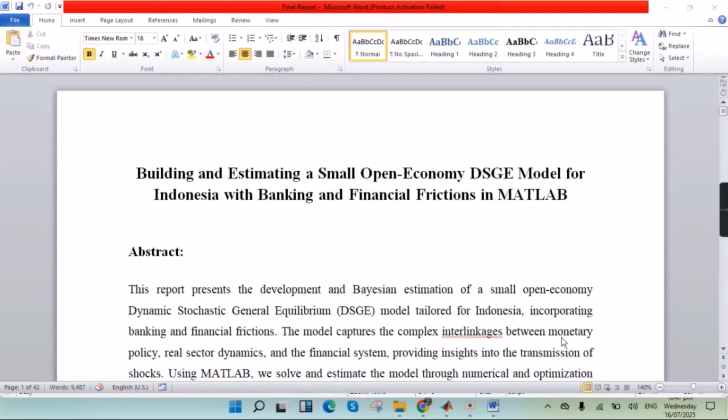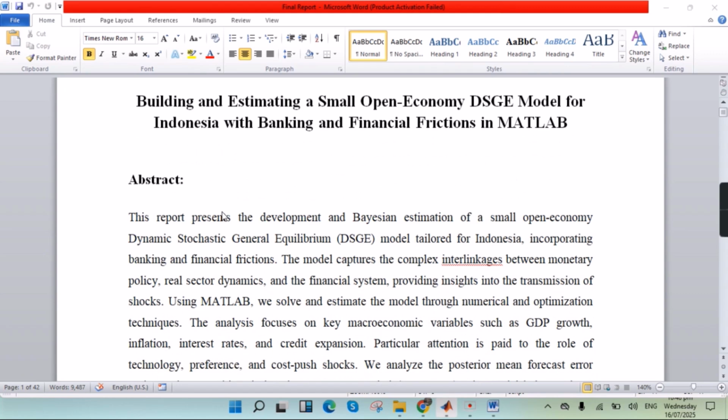Building an estimation of an open economy DSGE model. DSGE is basically a dynamic stochastic general equilibrium model designed for Indonesia with banking and financial frictions in MATLAB. Basically, I have researched Indonesia and the banking and financial system of Indonesian banks.